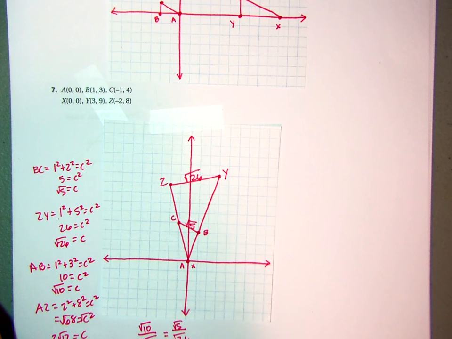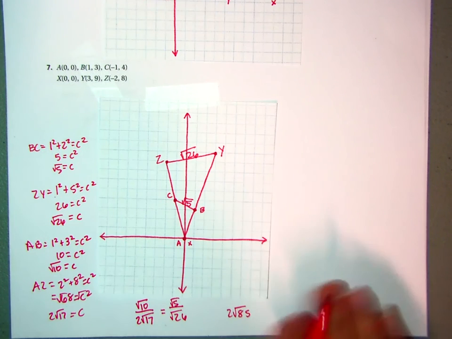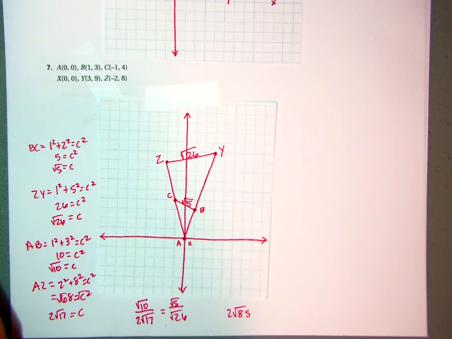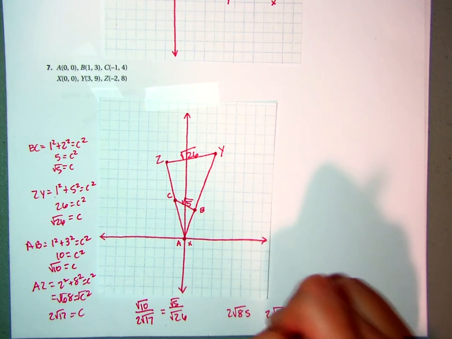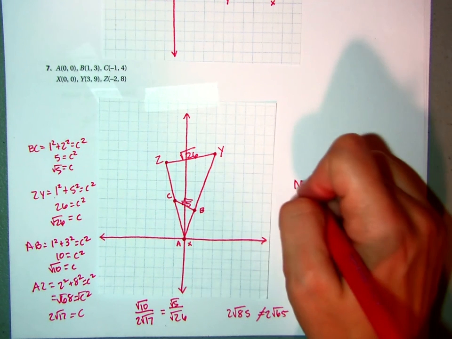When we do 2 square root of 17 times the square root of 5, we're going to get 2 square root of 85. And then let's do square root of 10 times the square root of 26, and that's going to give me 2 square root of 65. Those do not equal each other. All that work to show that these were not similar. So my answer, not similar.